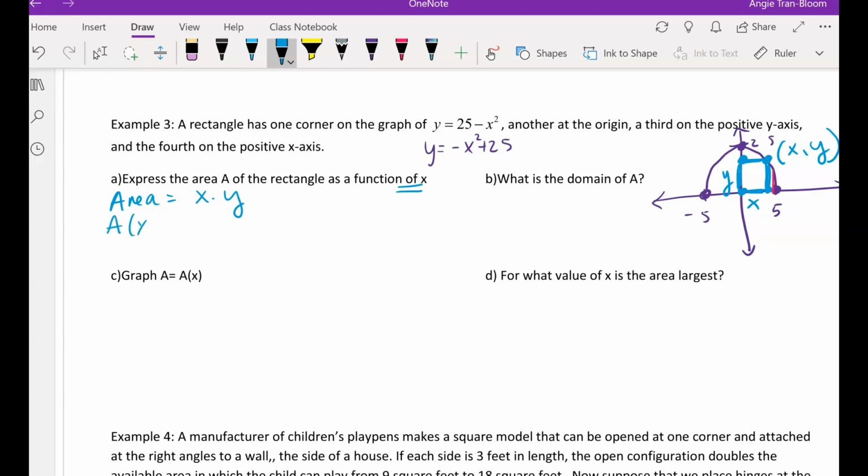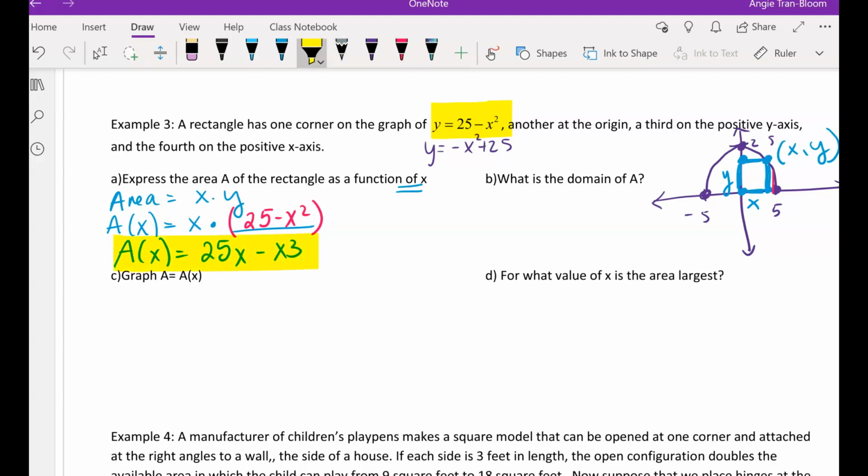So area in terms of x is, well, x will stay. Well, what on earth is y? Well, congratulations. y is 25 minus x squared. So all I have to do is substitute y with 25 minus x squared. And from here, we can distribute. So area in terms of x is 25x minus x to the third, and we box that up. That is the area formula in terms of your x. Would I also accept non-distributed form? Of course I would. You can even box that up.